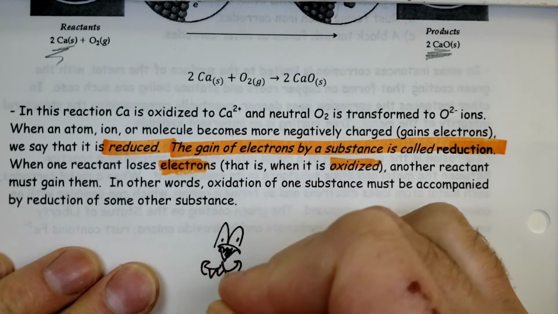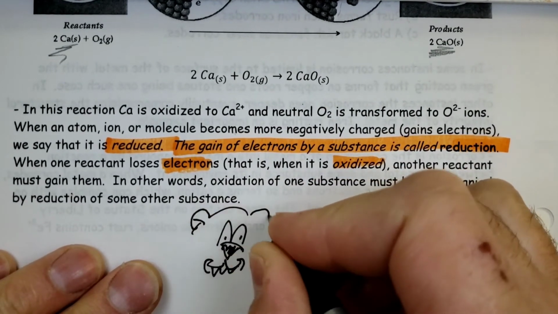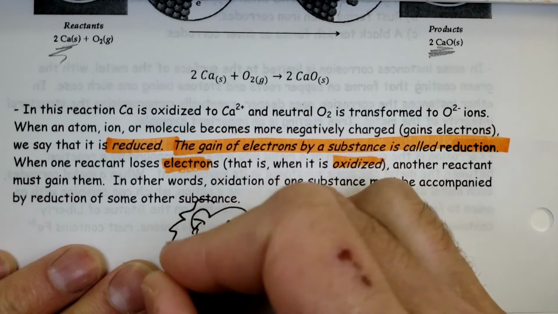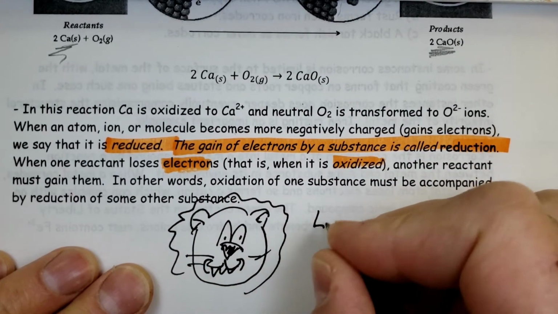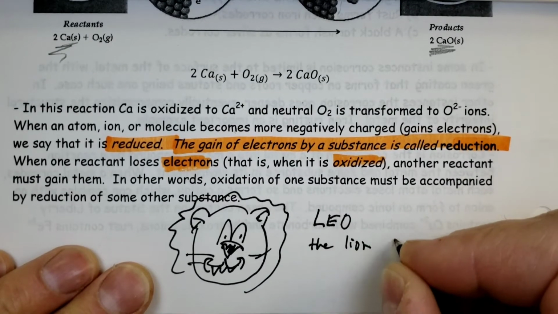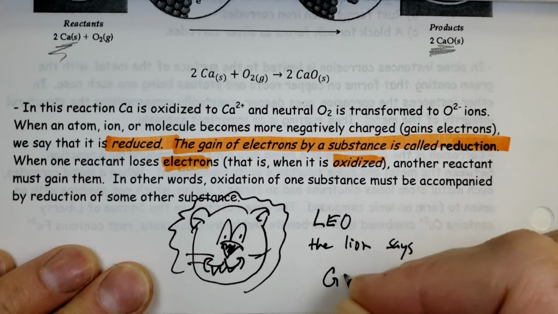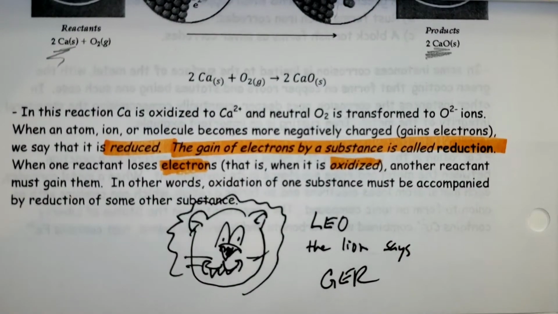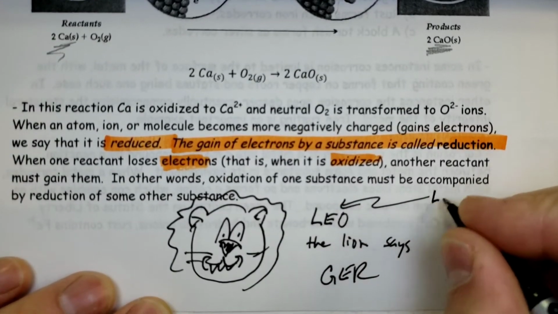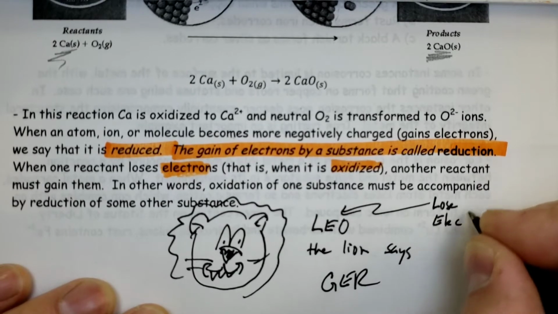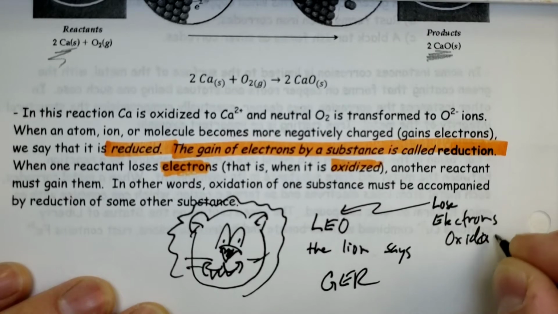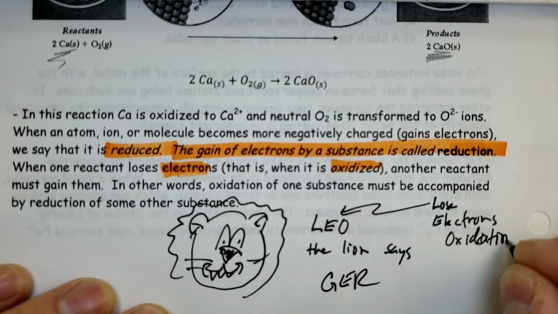Get your artistic skills going here. And it involves, yeah, if you've guessed, this is supposed to be a lion. Leo the lion says grr. I know the grr isn't spelled correctly, but that's how we can do it. So L-E-O, Leo stands for lose electrons, oxidation. So the loss of electrons is called oxidation.